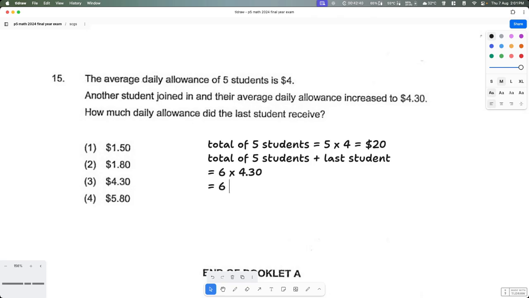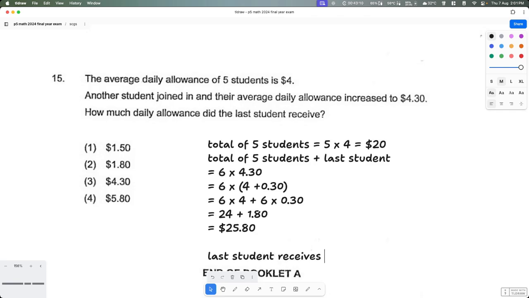Same thing, I'm going to use 4 plus 0.30. This is the same as 6 times 4 plus 6 times 0.30. We know this is 24 plus 6 times 0.3, which is 1.80, and therefore this is $25.80. So the last student receives 25.8 minus 20. This will give us $5.80. So the answer to this is option number 4.